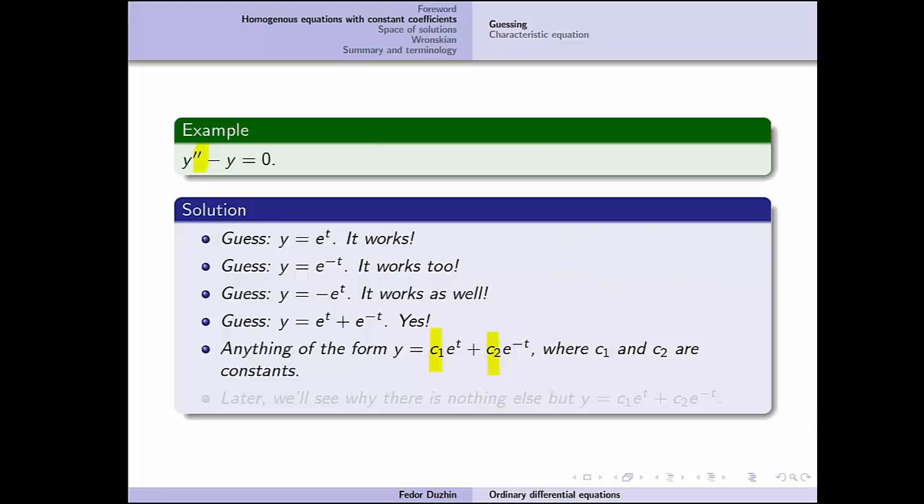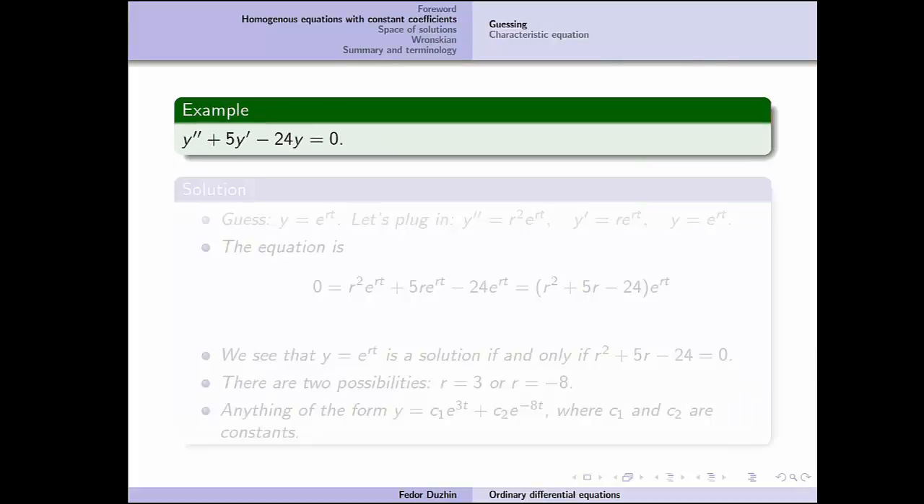So generally speaking, a second order differential equation must have a two-parametric family of solutions. But of course we need to develop some theory to be able to prove it rigorously. So later we are going to see why this is true, why there is nothing else but this. So let's look at a more complicated example.